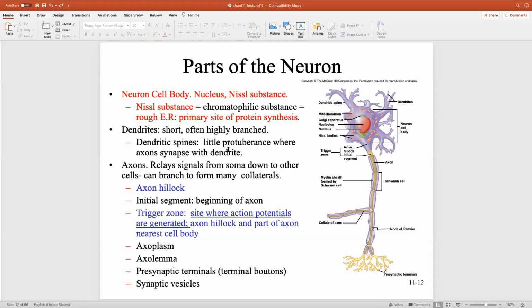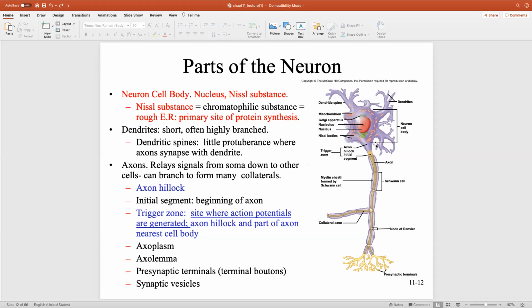All right, we talked about the dendrites. They're highly branched, coming off the cell body, and these dendrites are the actual connection to what we call presynaptic neurons. Those presynaptic neurons are the 200,000 neurons that might make contact with this one neuron.